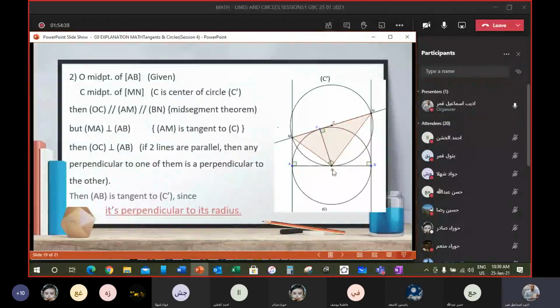So I go back again. O is the midpoint of AB, C is the midpoint of MN, C is the center of C prime. Then I have OC by the midsegment theorem, this OC will be parallel to MA and parallel to NB. Since this is perpendicular, this is 90 and this is 90, angle COB or COA is 90. As soon as this is 90, AB is tangent to the circle C prime by the converse of the property of tangency, and it is perpendicular to its radius.